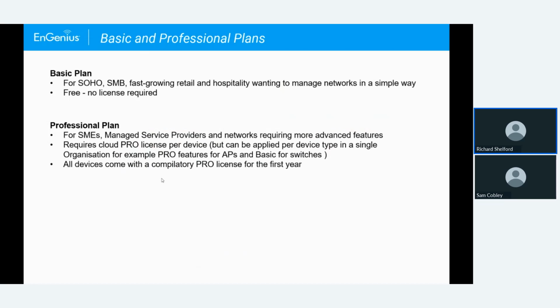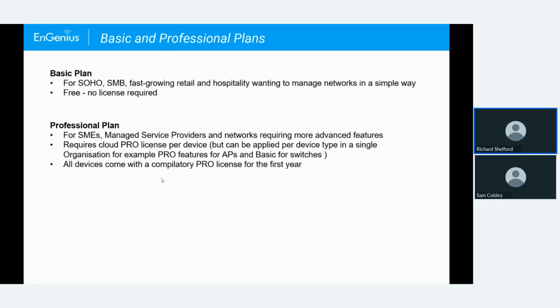And then we have the Professional plan. Professional plan gives us some of the more advanced networking features available. However, it requires a Pro license per device of that type that you want to enable. So I can, for example, in an organization say, I need the Pro AP features, but I don't need the Pro switch features. So I buy a Pro license for all of my APs.